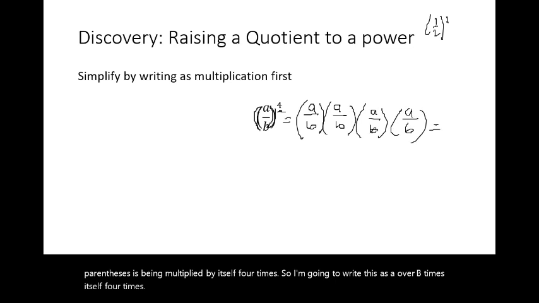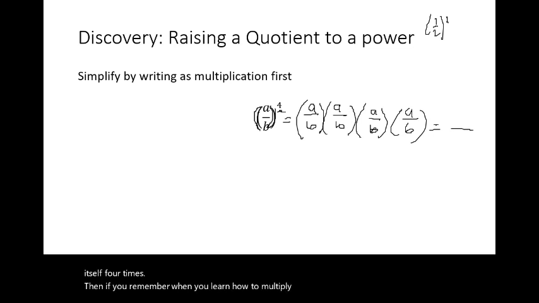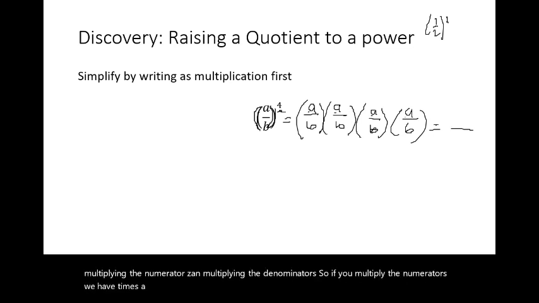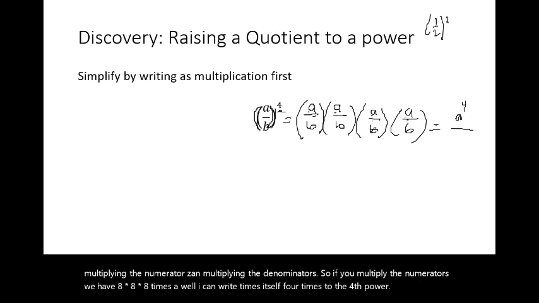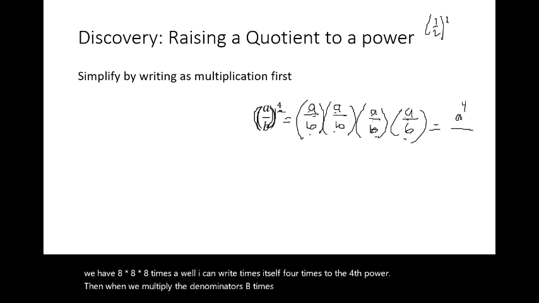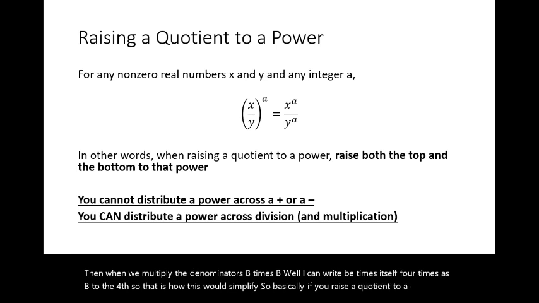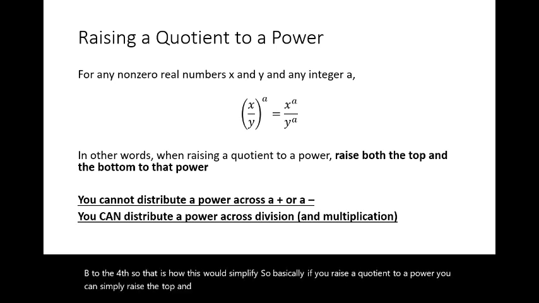Then, if you remember when you learned how to multiply fractions, you multiply the numerators and multiply the denominators. So if you multiply the numerators, we have a times a times a times a. Well, I can write a times itself 4 times as a to the 4th power. Then when we multiply the denominators, b times b times b times b, I can write b times itself 4 times as b to the 4th. So that is how this would simplify. Basically, if you raise a quotient to a power, you can simply raise the top and the bottom to that outside power.